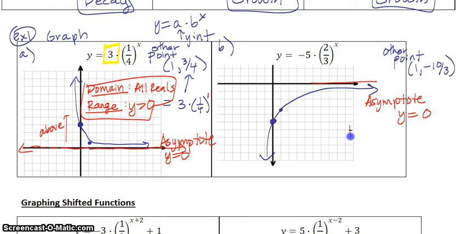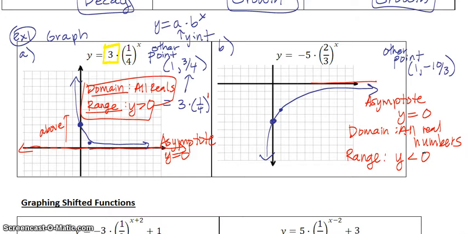And the domain is all reals. All right, so again, the domain is then all real numbers. And check out the range this time. As you can see, again, it's below the asymptote, so that means y is less than 0. And you can see how these graphs are very similar to what we did in 8.1.